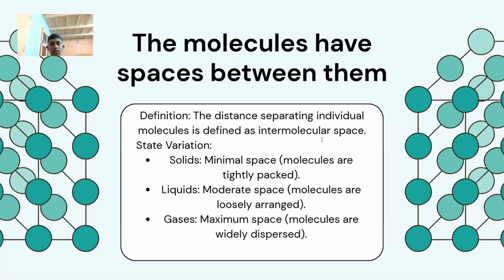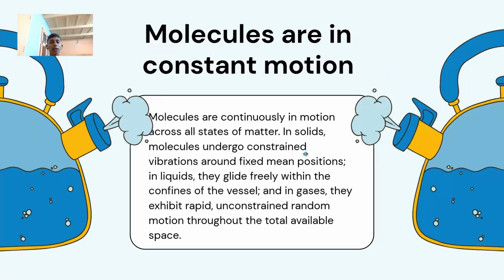The second characteristic is that molecules have spaces between them. Intermolecular space is defined as the distance separating individual molecules. This varies by state. Solids have minimal space due to tight packing. Liquids have moderate space, and gases have maximum space with widely dispersed molecules. Let's go to the third point.